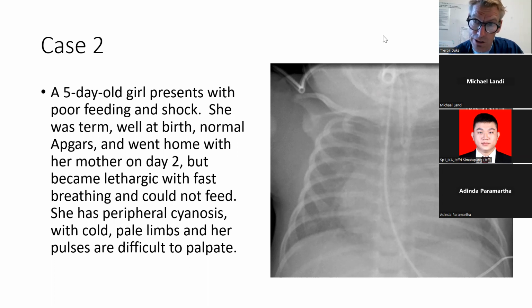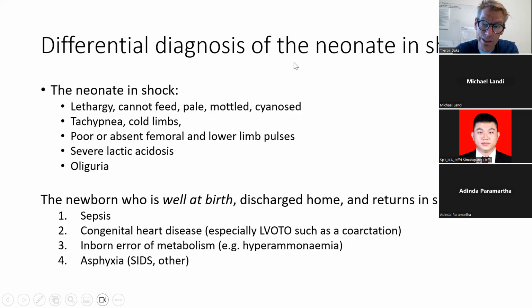And this was an X-ray of such a child who presented exactly like this, 5-day-old, seemingly well, went home, and then comes back collapsed. So it's the collapsed newborn baby. It could be 5 days of age. It could be even 5 weeks of age. When we think about the newborn baby who presents in shock, there's a number of different causes for that, and it's useful to understand what the cardiac and the non-cardiac causes are. So if we see this clinical scenario, we'll be able to think, well, this could be a cardiac disease, or it could be something else.